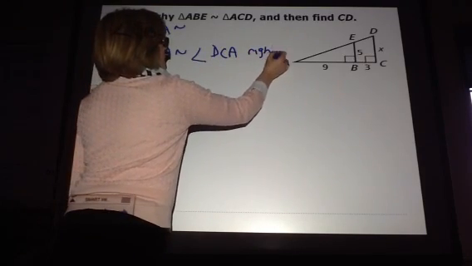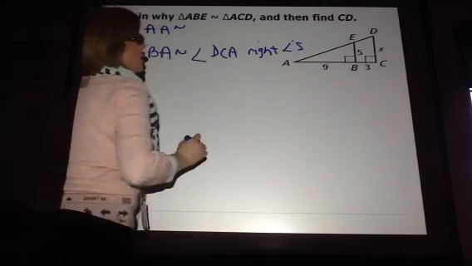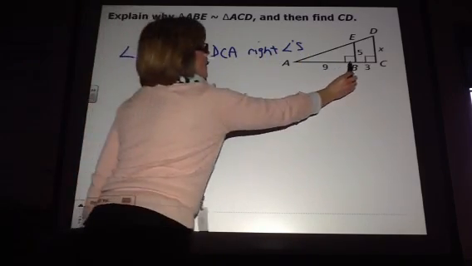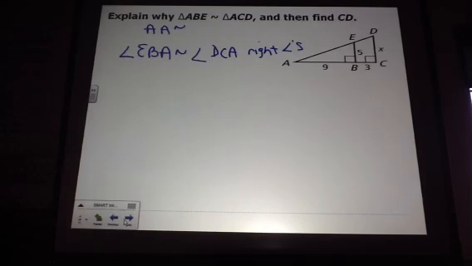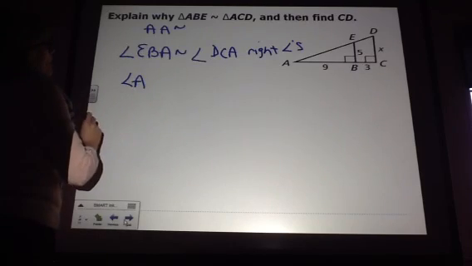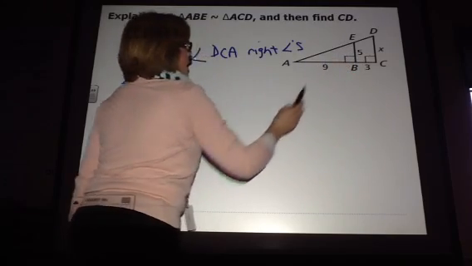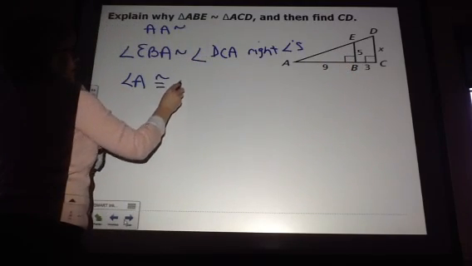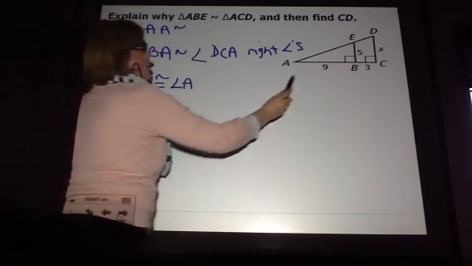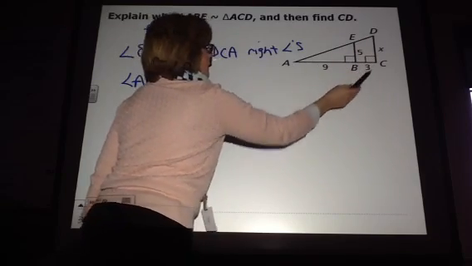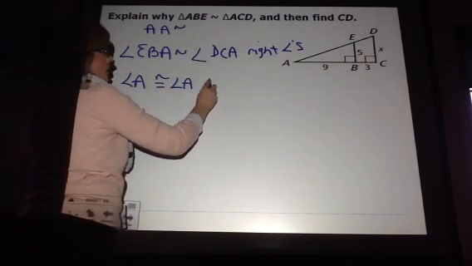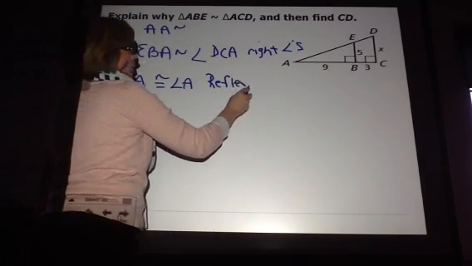Why? Definition of right angles. We're talking about this angle and this angle. All right, we need one more angle. Can y'all see it yet? What do you know about the measurement of angle A on triangle ABE and the measurement of angle A on triangle DAC? They have to be congruent. It's the same angle. That is your reflexive property.